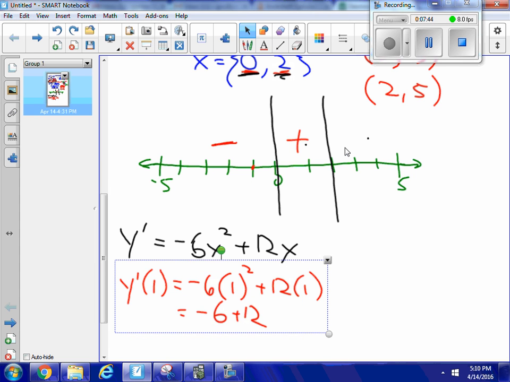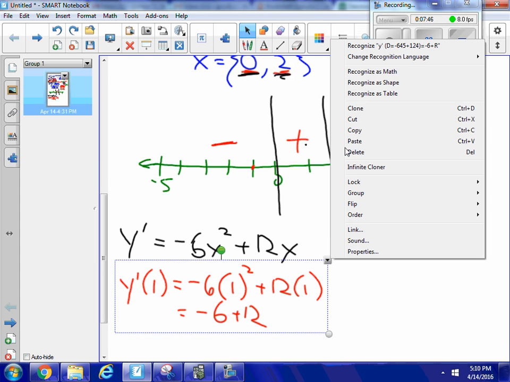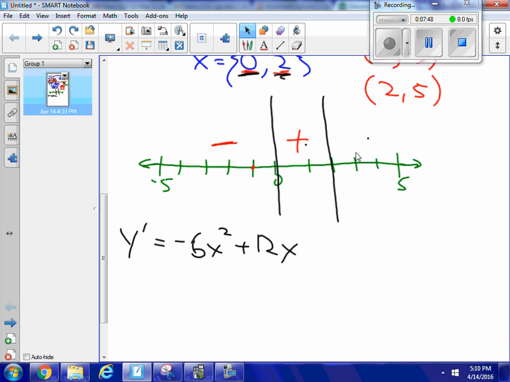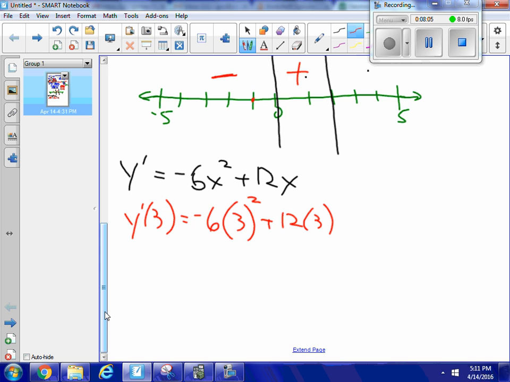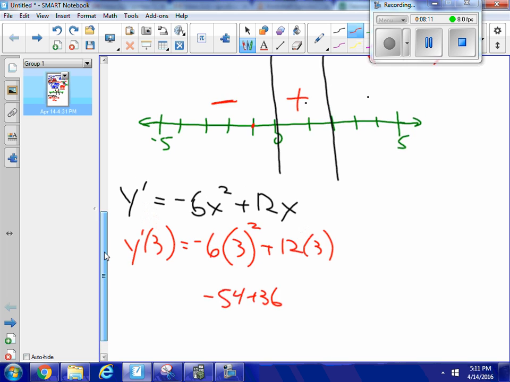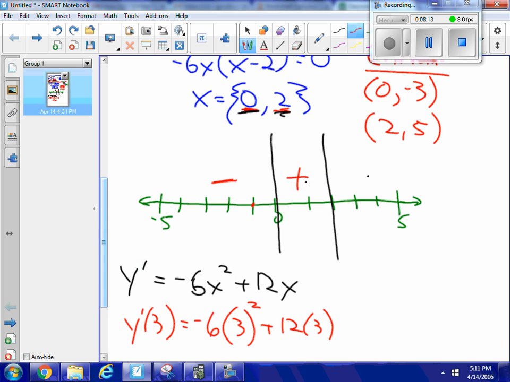So let's test the third interval. That's 0, 1. How about if I test 3? So I'm going to test y prime of 3, and that would be negative 6 times 3 squared plus 12 times 3. So that's 9, negative 54 plus 36. That's a negative number. So in this interval, my slope is going to be negative.